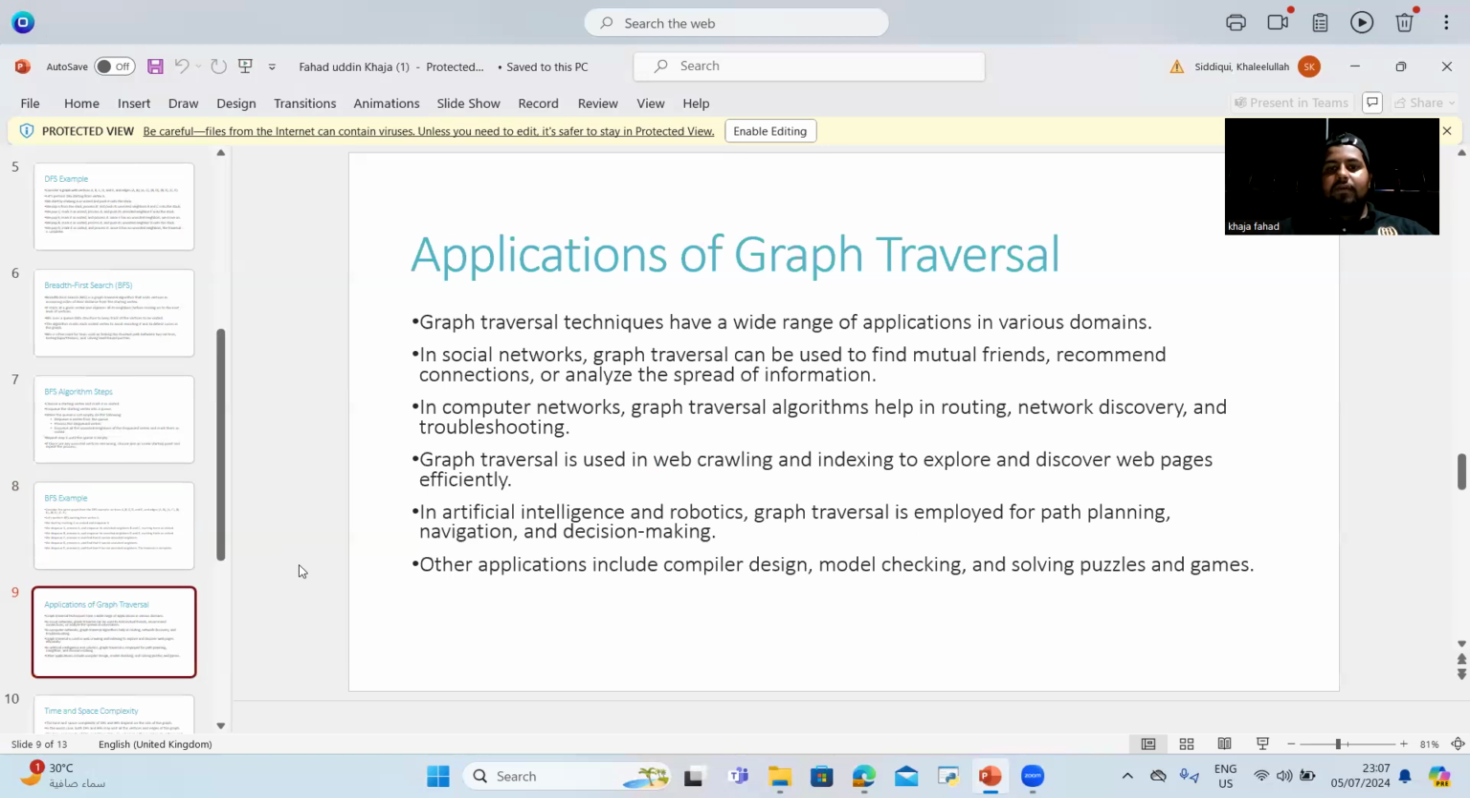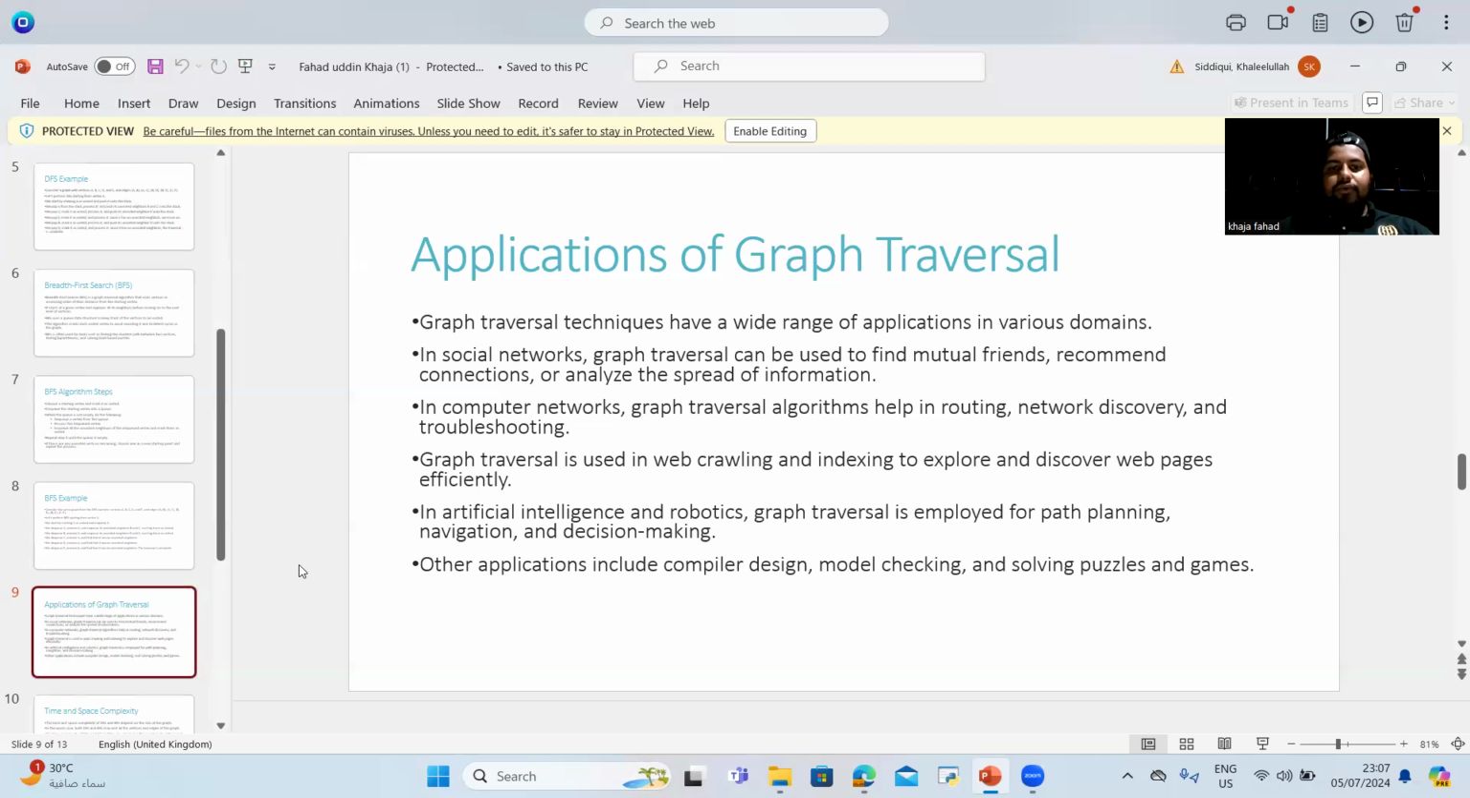Applications of graph traversal. Graph traversal techniques have a wide range of applications in various domains. In social networks, graph traversal can be used to find mutual friends, recommend connections, or analyze the spread of information. In computer networks, graph traversal algorithms help in routing, network discovery, and troubleshooting.